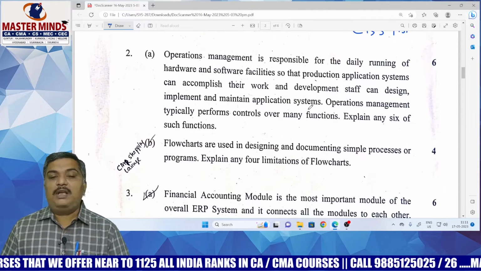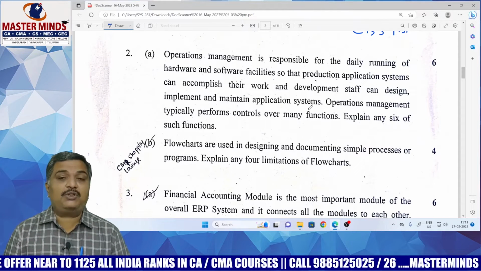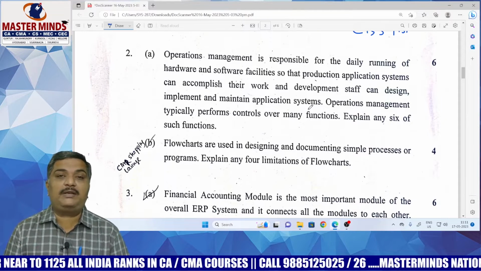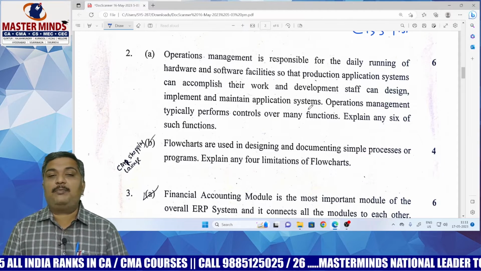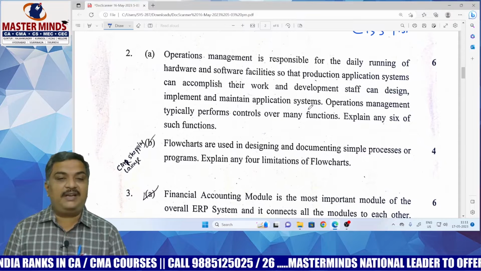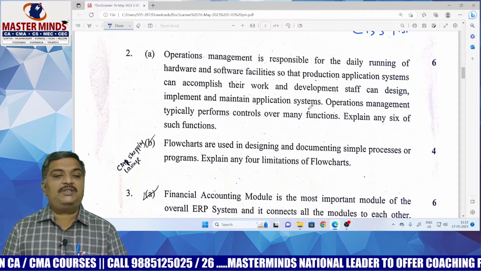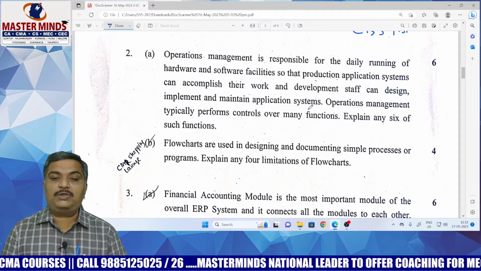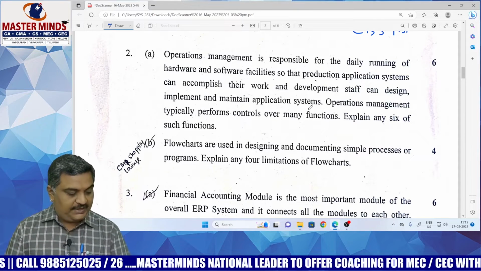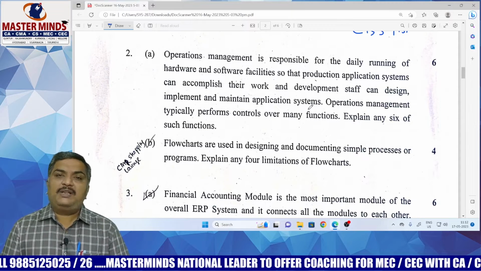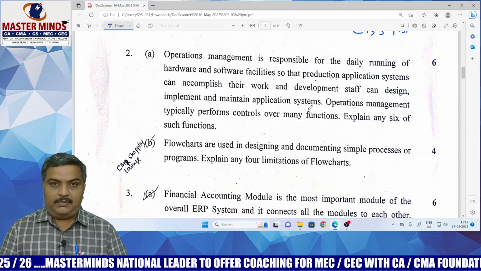Now if you look at 2A, operations management is responsible for the daily running of hardware and software facilities so that production application systems can accomplish their work and development staff can design, implement and maintain application systems. Operations management typically performs controls over many functions. Explain any 6 of such functions. So this is also an expected question. This is not an irregular question.